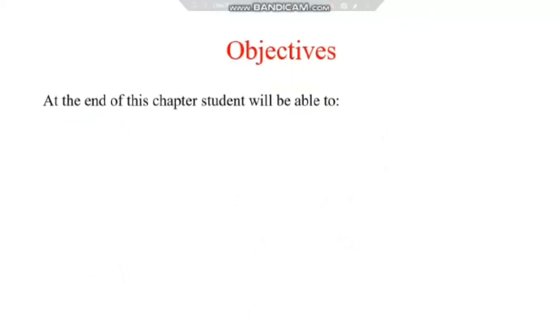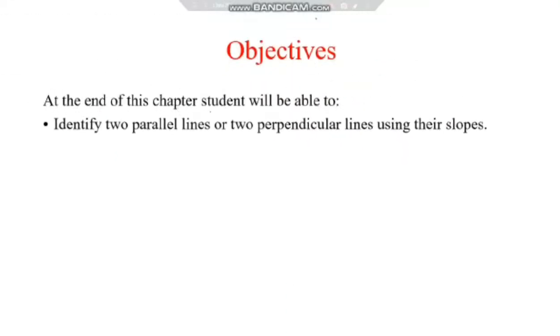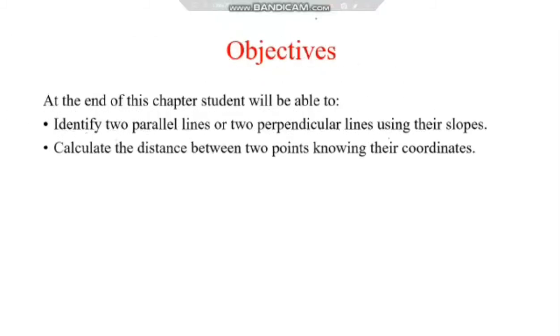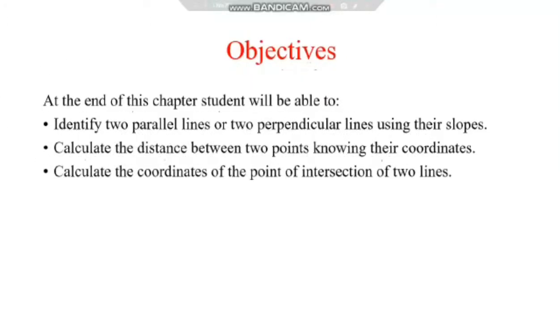First, we start by the objectives of our lesson. At the end of this lesson, you will be able to identify the relative position of two lines, whether they are parallel or perpendicular. Also, you will be able to calculate the distance between 2 points, knowing their coordinates. And finally, you will be able to find the coordinates of the point of intersection of two lines, knowing their equations. We start by the first point, parallel and perpendicular lines.